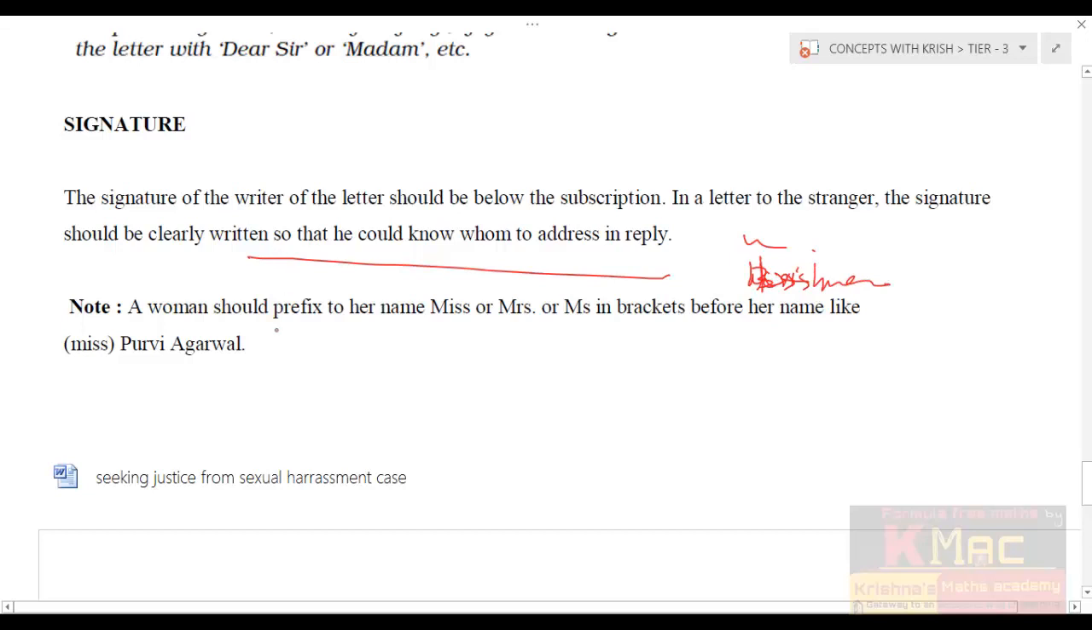A woman should prefix to her name Miss or Mrs. in brackets before her name. Similarly, if you are male, better to write like this, Mr. Krishna. Yours lovingly, Mr. Krishna. But remember, pay special attention here. Do not directly write your name. Whichever name is given in the question, you have to write that name. If nothing is given in the question, you have to write XYZ or ABC. Fine.